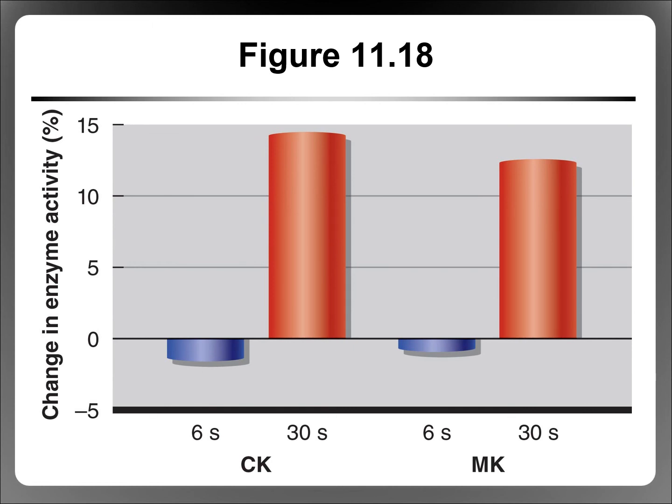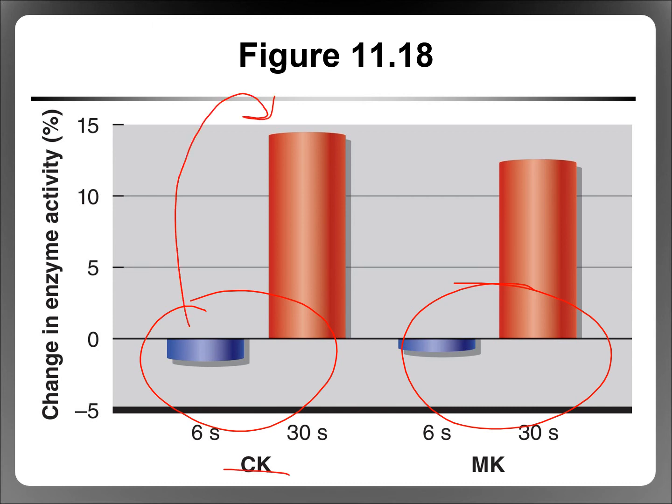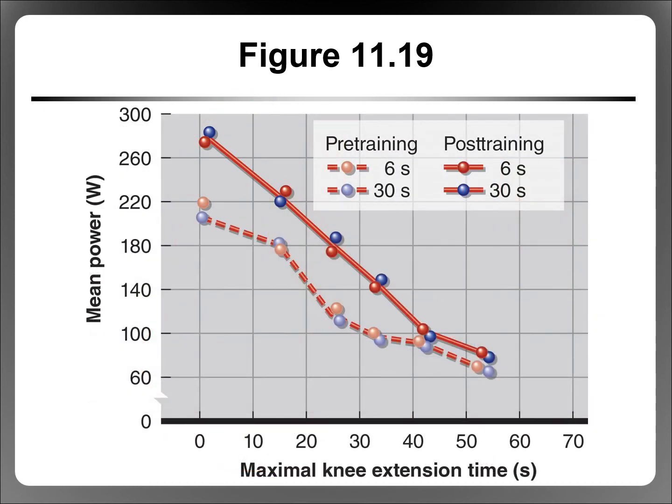All right. So looking here, this is percent changes in enzyme activity. So here we have trained and untrained. We notice that with creatine kinase, you have these big increases. Here we also have mean power output and maximal knee extension time. So we can see with training, this individual can produce more power for the same period of time as opposed to this individual, who was producing less power over the same period of time.